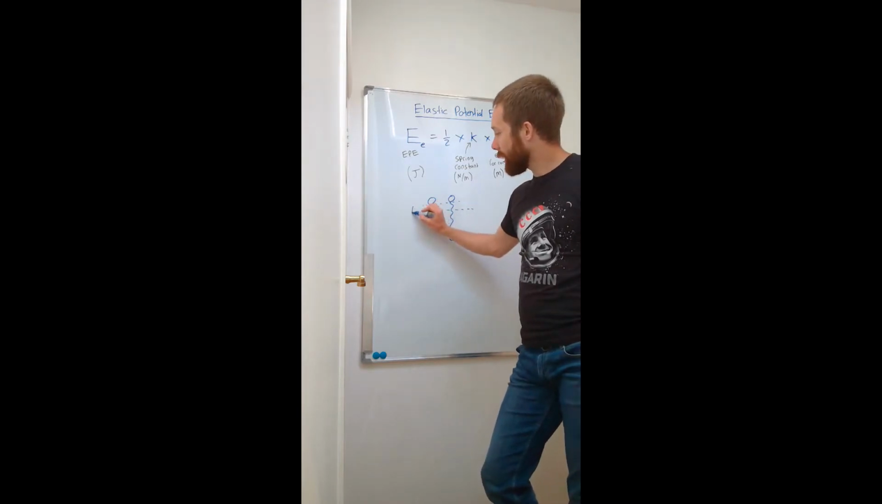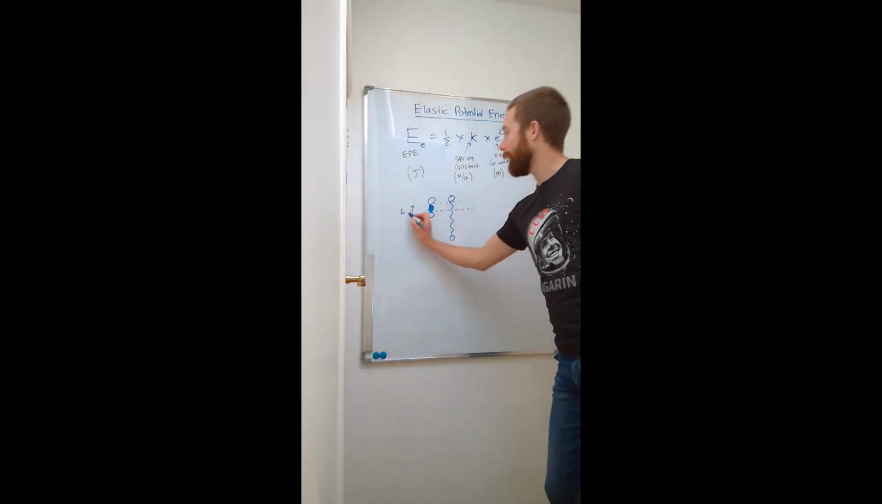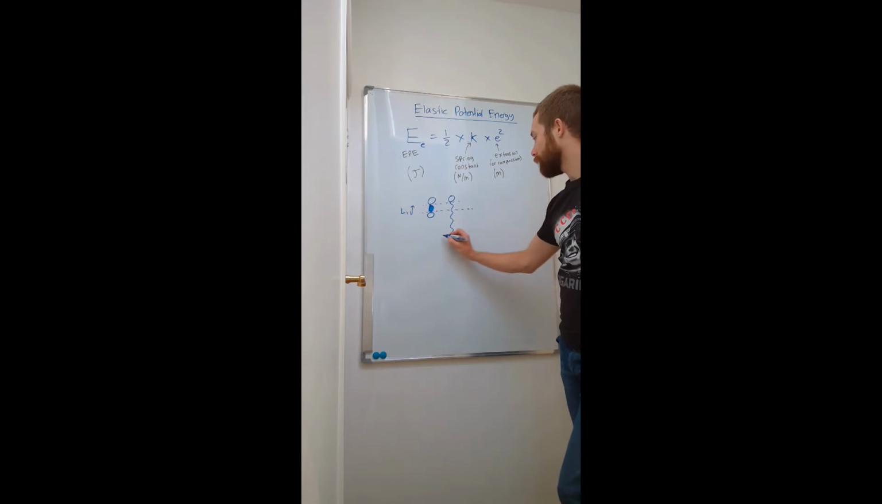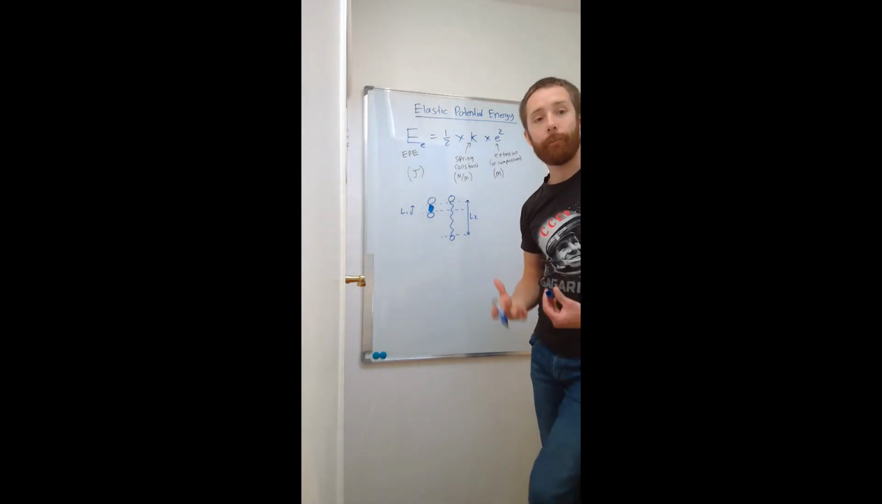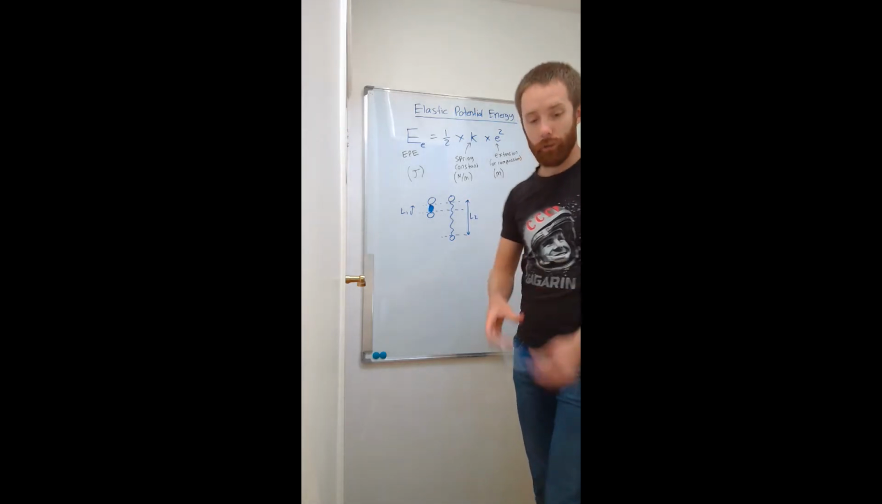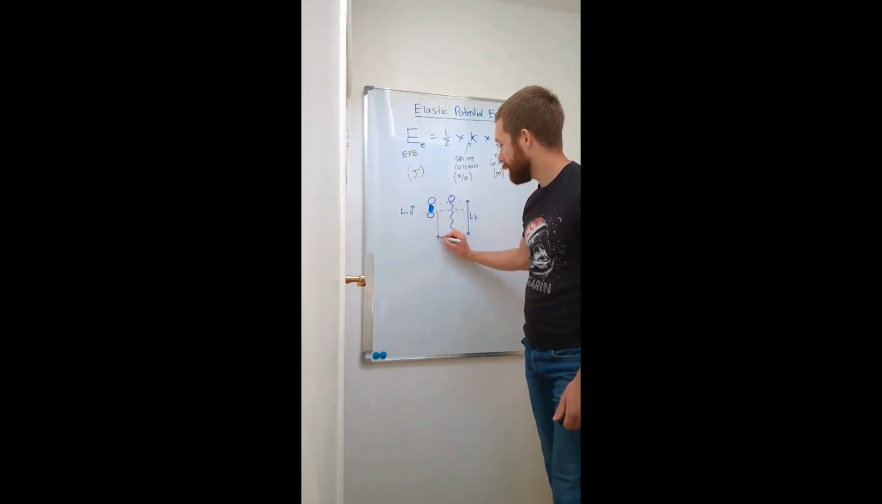Now, if I said that there was my initial length, we'll call that L1, and then this would be my new length of the spring, L2. The difference between these is our extension. So the extension is how much it has actually increased its length by.